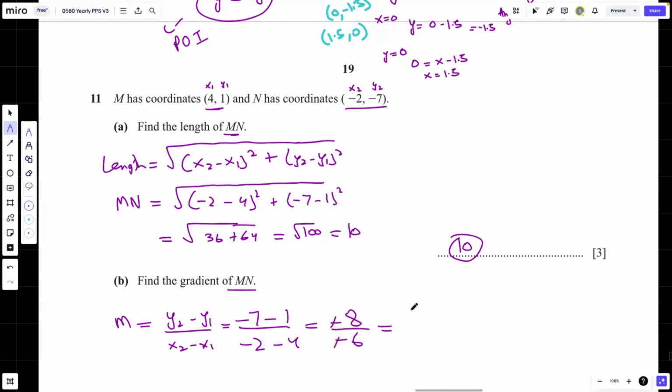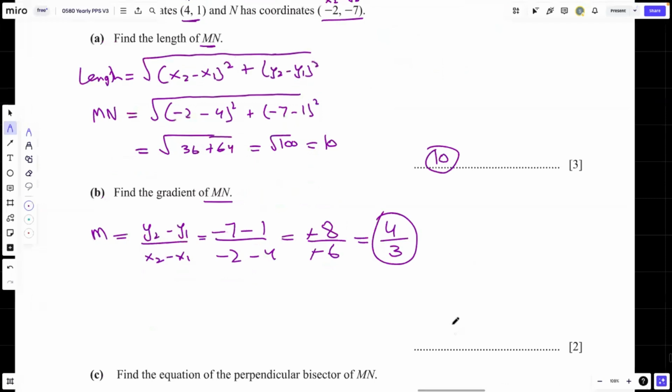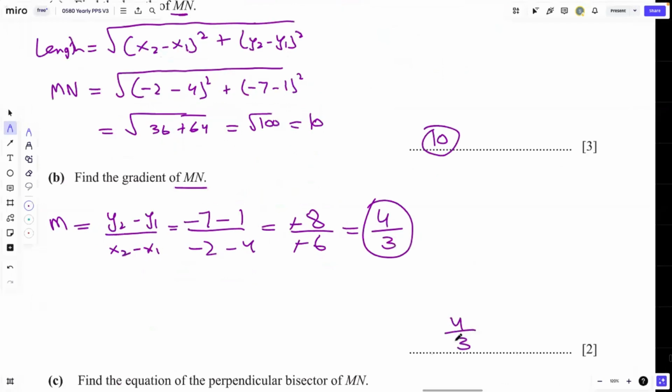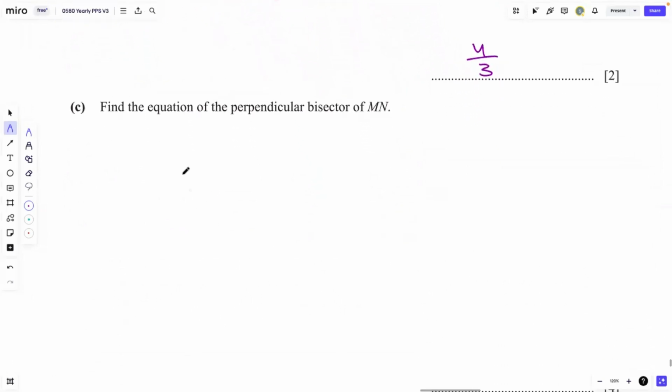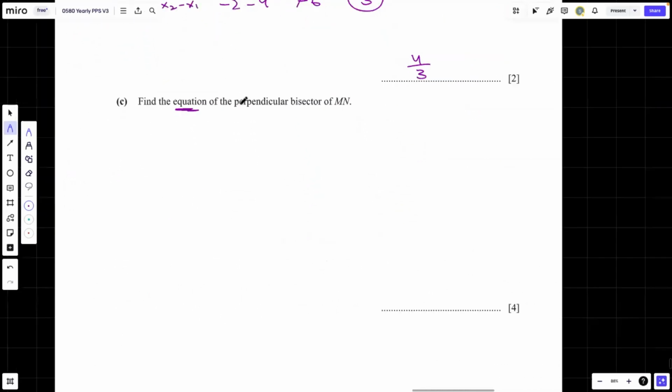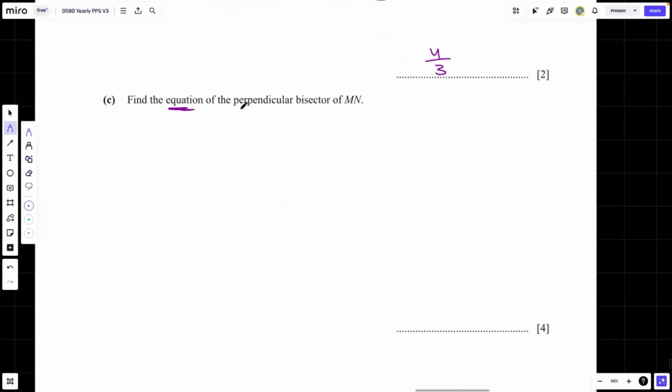So we're left with 4 over 3 as the answer for part B. That's the gradient. Third part is much more interesting. We are supposed to calculate the equation of the perpendicular bisector of MN. Now, keyword: we need the equation, so we'll obviously use the general form here.